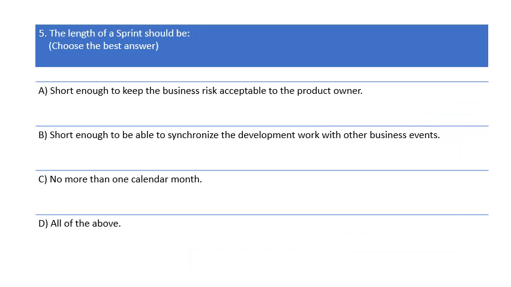Question number 5. The length of a sprint should be, choose the best answer. Option A. Short enough to keep the business risk acceptable to the product owner. Option B. Short enough to be able to synchronize the development work with other business events. Option C. No more than 1 calendar month. Option D. All of the above.